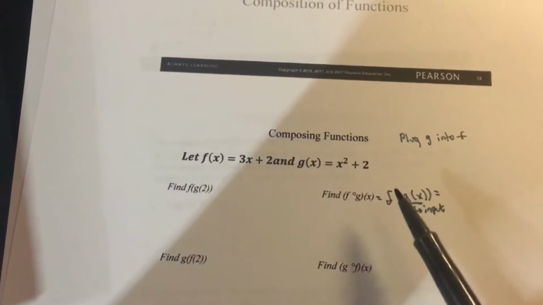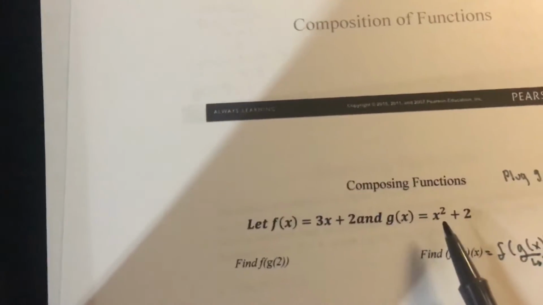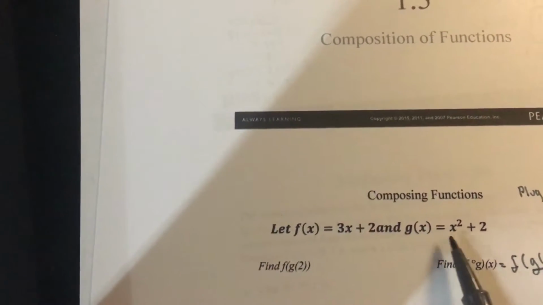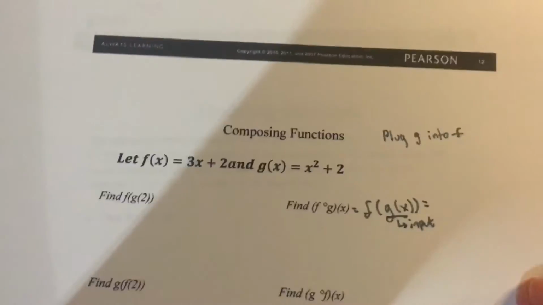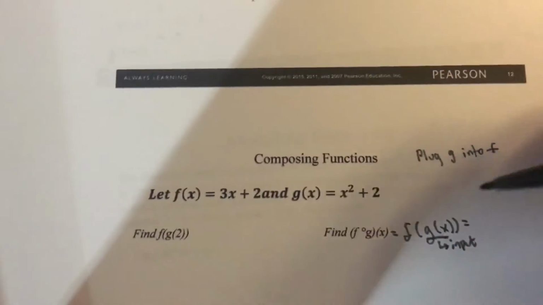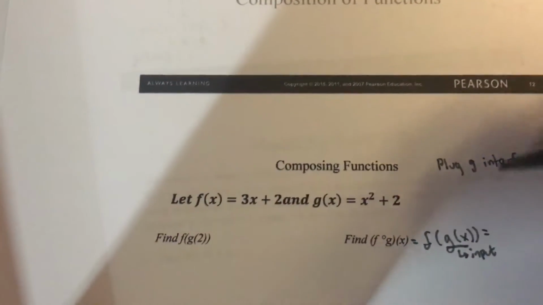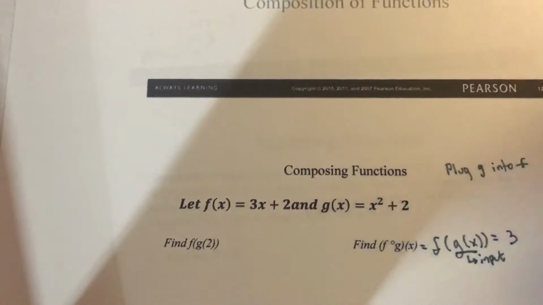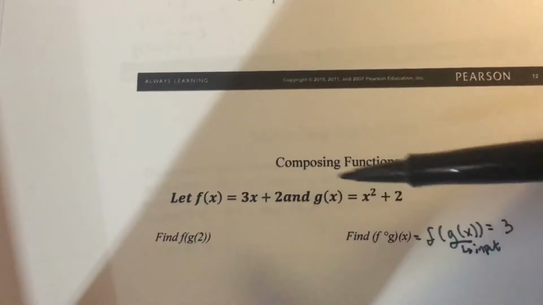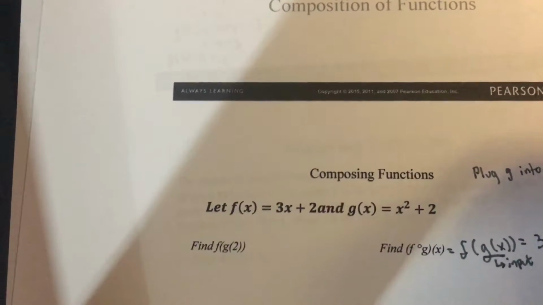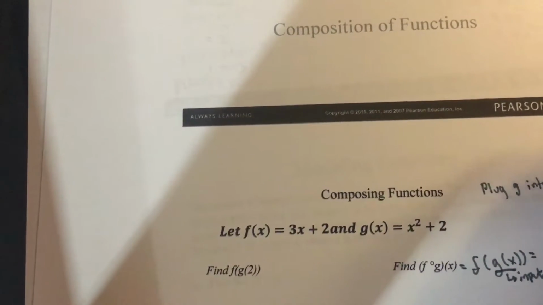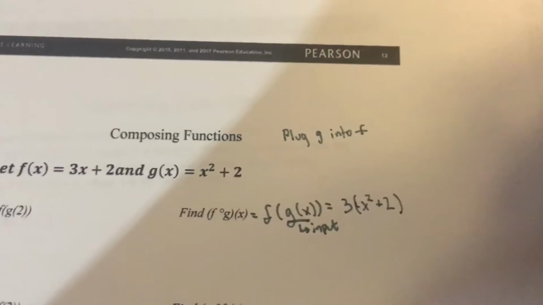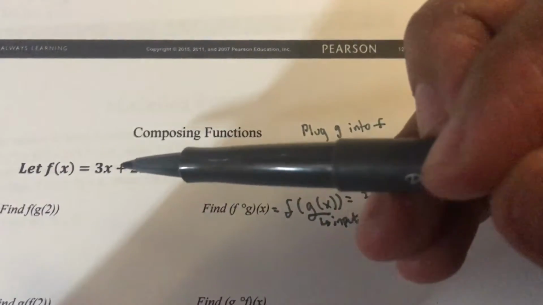Plug the G equation into the F equation. Everywhere I see an x, I'm going to write this. So let's start writing the F equation. The F equation says 3x plus 2. I'm writing the F equation here, 3, but instead of an x, I'm going to write x squared plus 2. And now I continue the equation, plus 2.